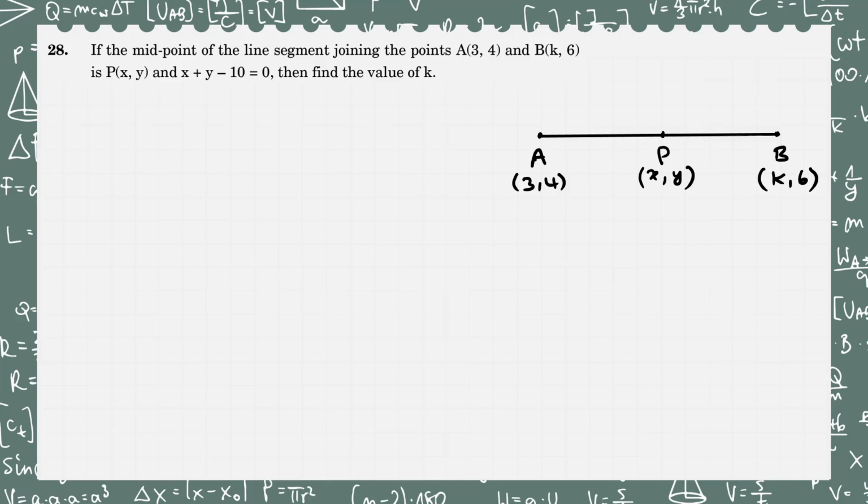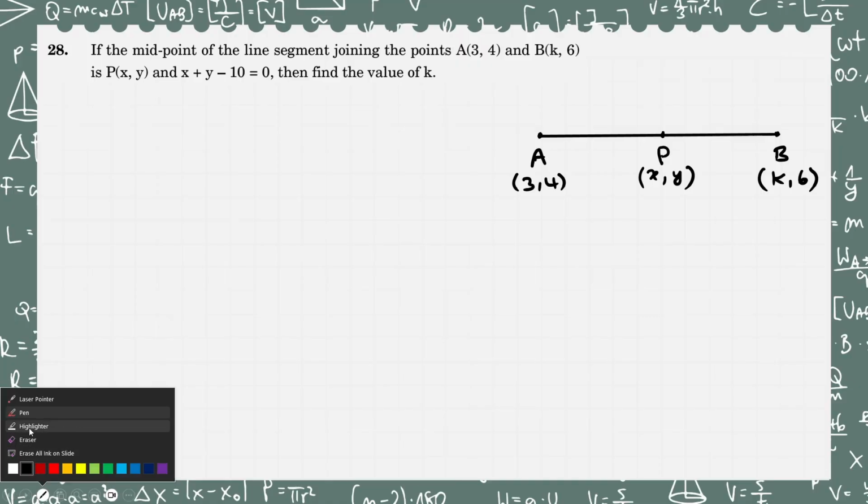Okay, and one hint was given. Whatever is this x, y, the midpoint P, will satisfy this equation. So that means there is a line x plus y minus 10 equal to 0, and this P of x, y lies on that line also.